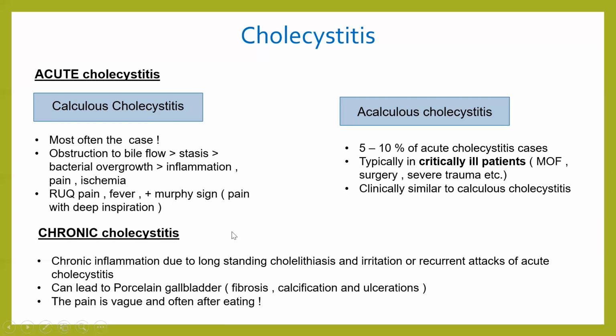Chronic cholecystitis is because of either long-standing cholelithiasis or long-standing stasis. Because of all the contents of the bile, they can be quite irritating to the mucosa of the gallbladder, or it can be because of recurrent attacks of acute cholecystitis. And in the case of chronic cholecystitis, we can have formation of porcelain gallbladder, which is basically fibrosing and calcification of the gallbladder, and it cannot contract as usual. And the pain over here is quite vague and often after eating.